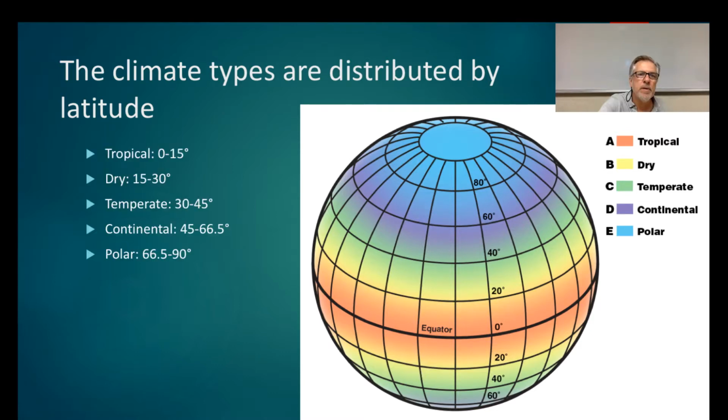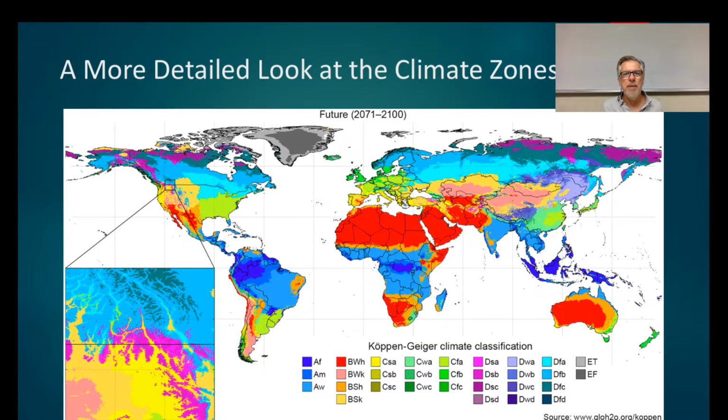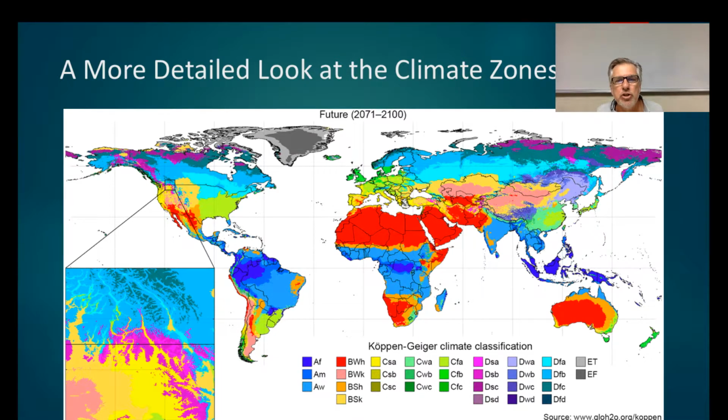around the world. Here you see the latitudes associated with each of these, the tropical from about 0 to 15, dry from 15 to 30, temperate from 30 to 45, etc., etc. These are approximate. It's good to know them approximately. And here it is. What a beautiful climate map. And what's interesting about this one is it's animated because it's got a prediction of what climate change is going to do to the climate.